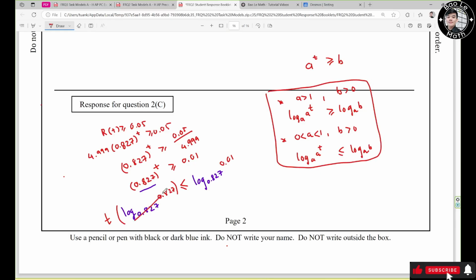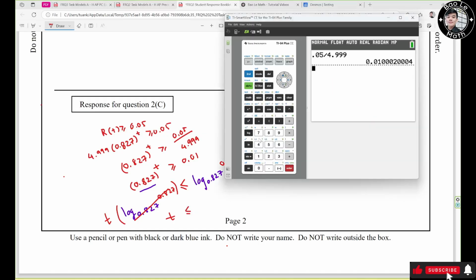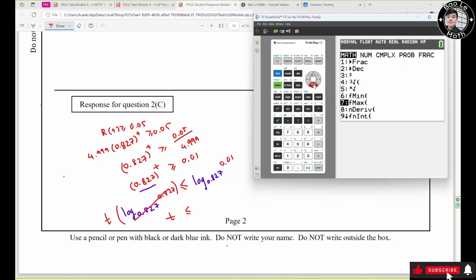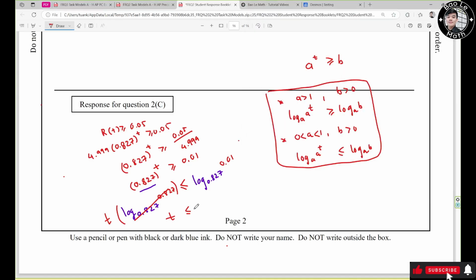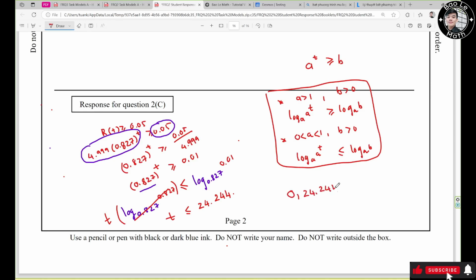Alright, so this guy is actually less than 1, so I have t less than or equal to this one. So I'm going to bring up the calculator, math right here. Now I go down until I see log right here. 0.827, and then this one should be 0.01. Hit enter. The answer is 24.244, so t less than or equal to 24.244. So the final answer must be 0 to 24.244.